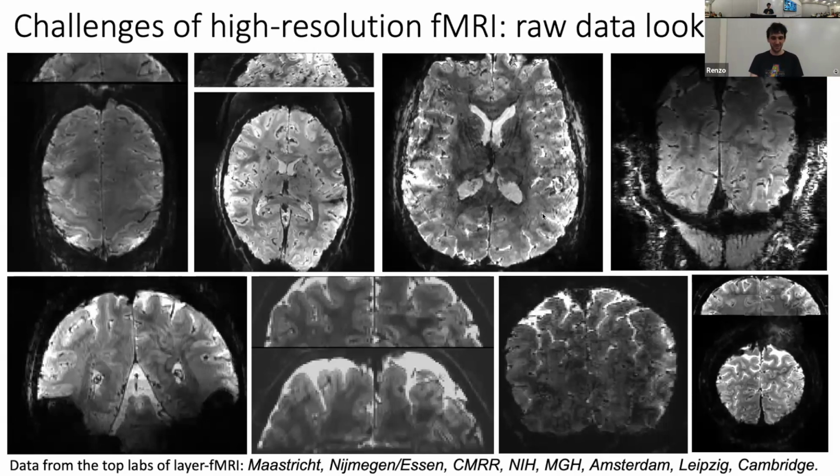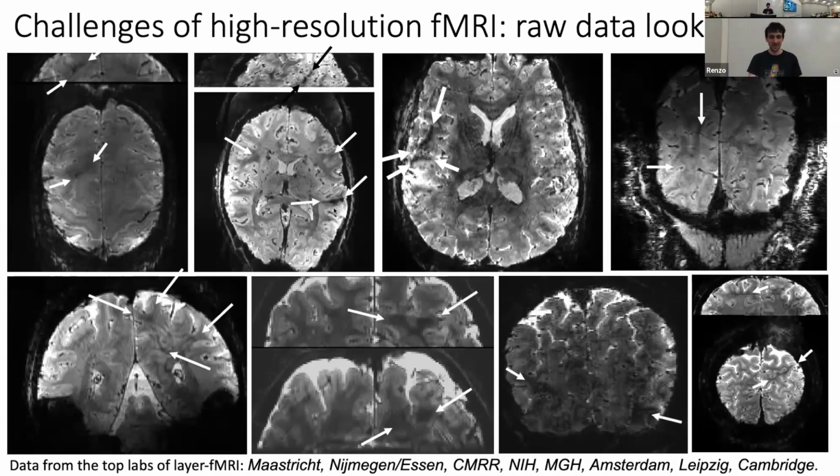But if you look carefully, there is all kinds of weird stuff happening. There is this low spatial frequency ghosting, there are these interference patterns, and those are the best data there are. They are taken from the top 10 labs around the world. And this is the kind of thing that we are currently working on.